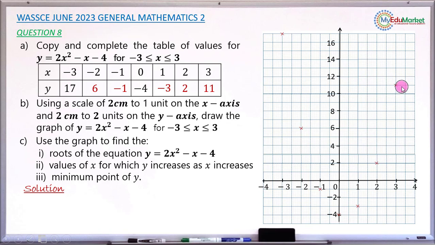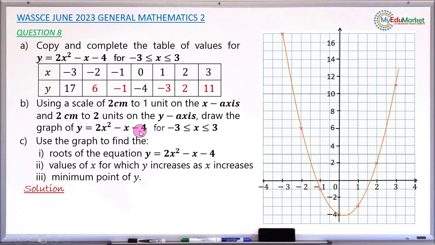So having plotted all the points, what remains is to now join those points using a smooth curve. You can use freehand if your hand is not shaking, or you can use a broomstick or your French curve. All that is needed is to have a very smooth curve. So if you now draw this curve, it's now going to be like this. Look at the curve. The curve must now pass through all the points. So this answers question B, that we have drawn the graph of this function y = 2x² - x - 4.